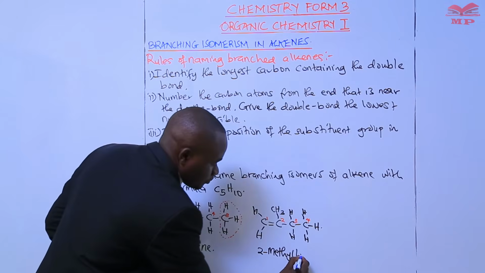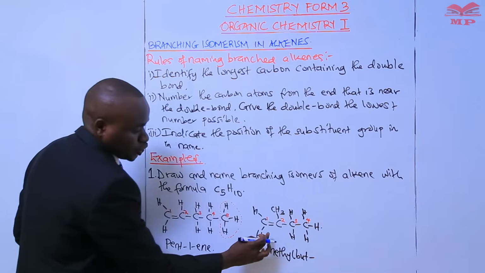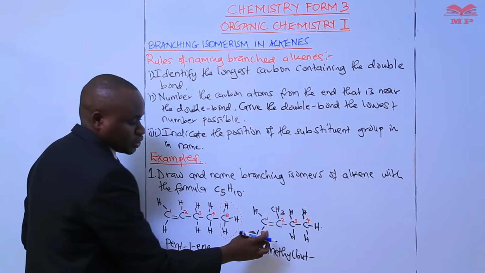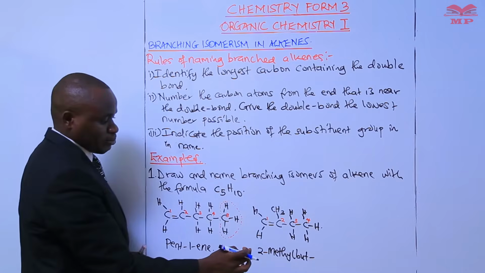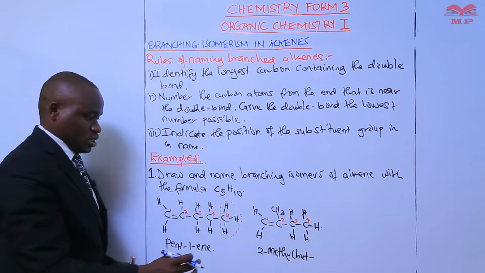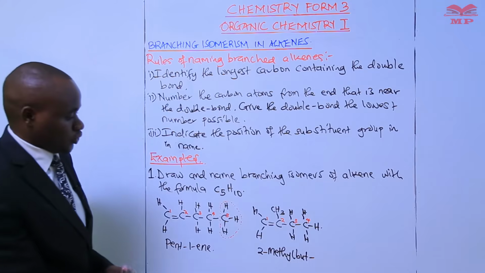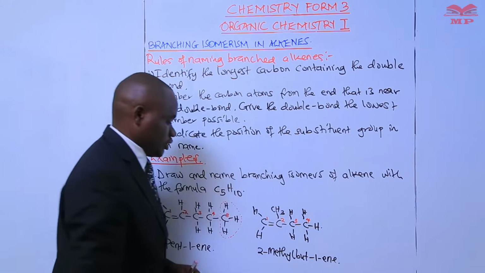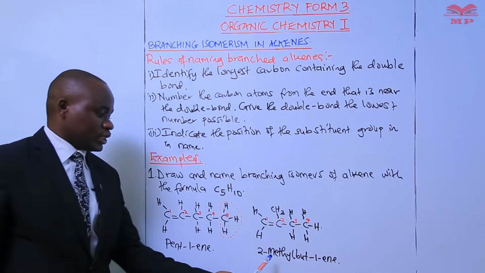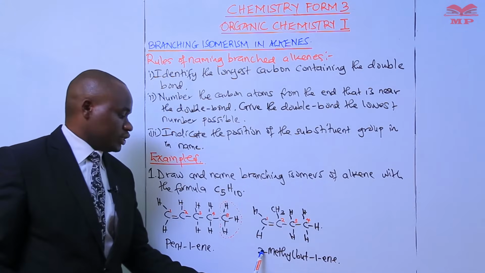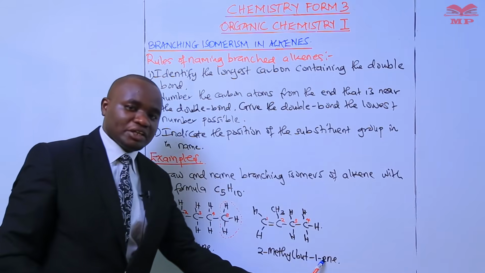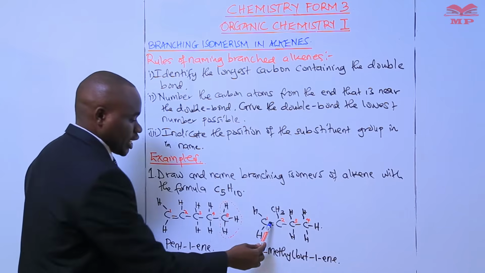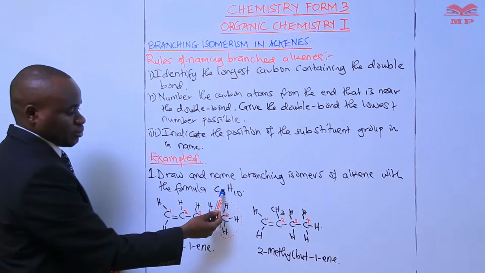You put but, then dash. You show the location of the double bond. Double bond is between carbon 1 and carbon 2. And we have said we give it the lowest number. So between 1 and 2, the lowest number is 1. So it is but-1-ene. So therefore the correct name of this branched alkene is 2-methylbut-1-ene.